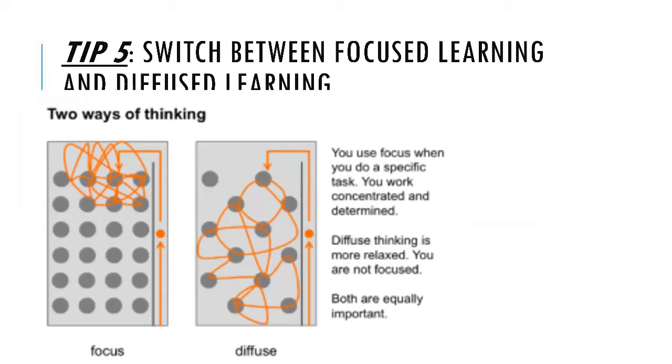Okay, tip 5, switch between focused learning and diffuse learning. So there are two ways of thinking, and one is really focused, where you sit down and you use focus to do a specific task. You're concentrated, you're determined, you're like, okay, I'm going to solve this problem, I know how to solve it. These are the steps I'm going to take, A, B, C, D, and then this is the answer.